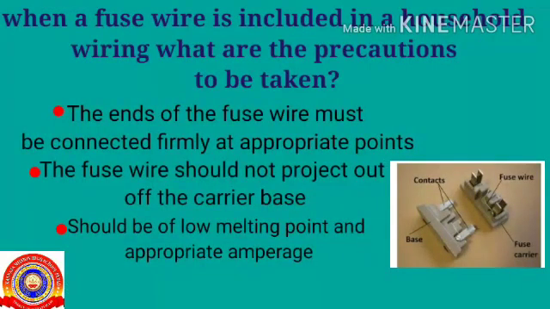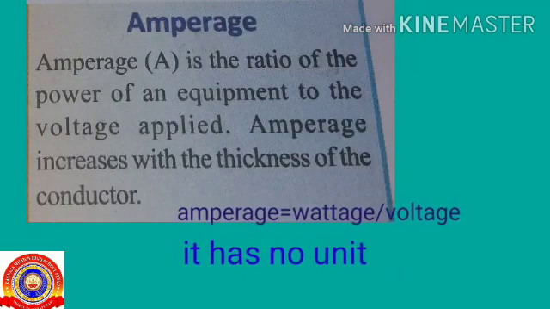Next, another important question. When a fuse wire is included in a household wiring, what are the precautions to be taken? The first one, the ends of the fuse wire must be connected firmly at appropriate points. The fuse wire should not project out of the carrier base and it should be of low melting point and appropriate amperage. So let's see what is amperage.